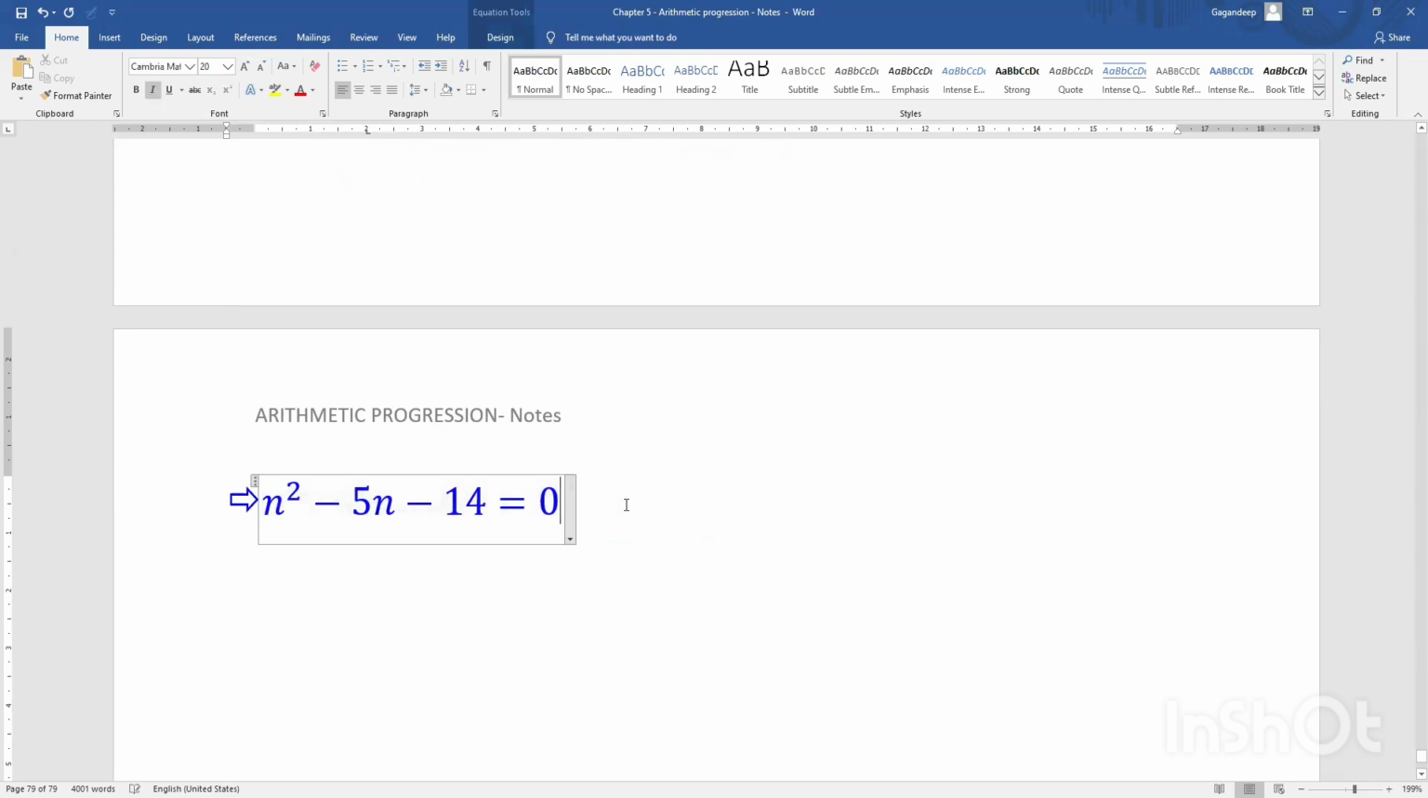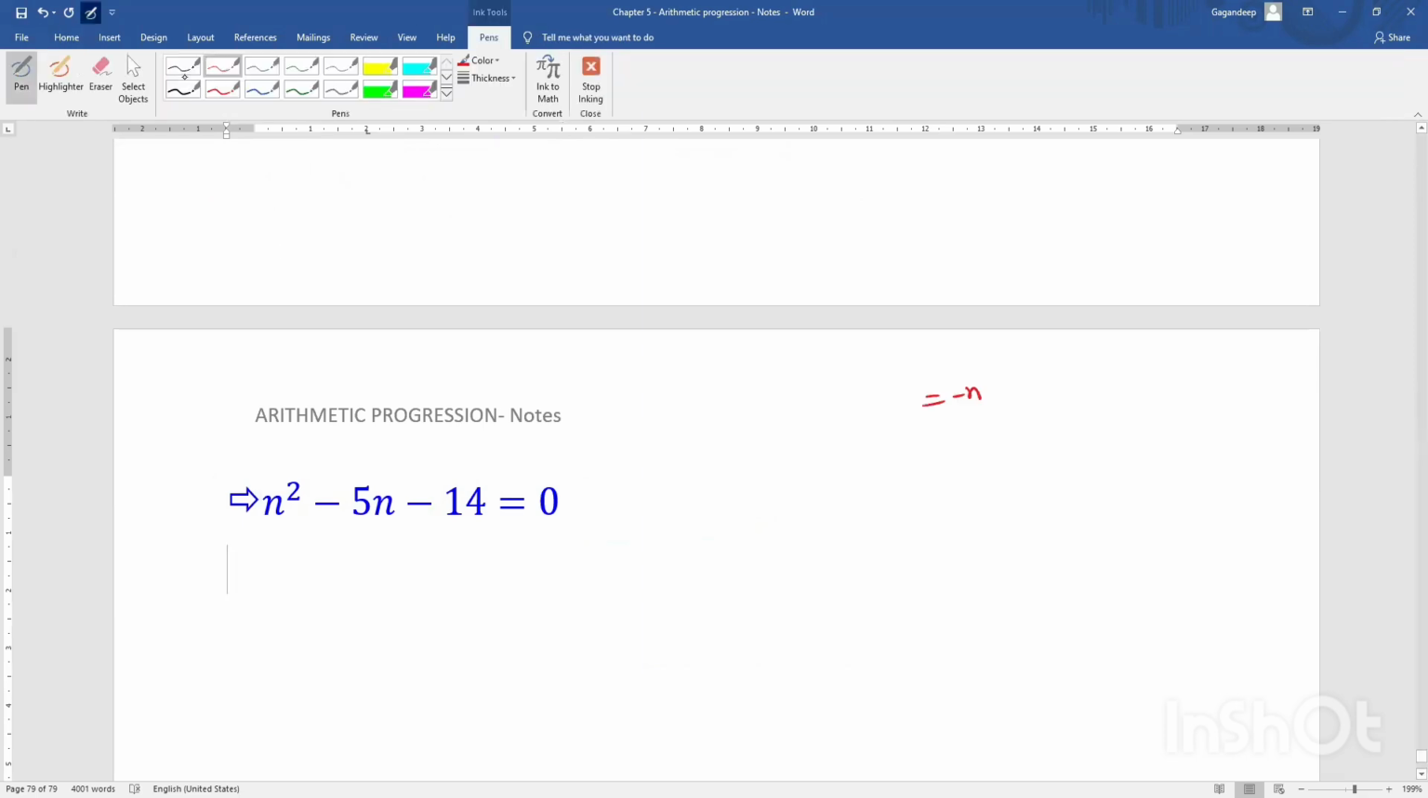Now we're going to factorize it. I'm going to multiply n square and 14. Then we get 14 n square minus 14 n square. Minus indicates subtraction. That means I must choose a factor such that upon subtraction only you get the middle term. So 7 twos are 14. Put n and n here. Minus 7n plus 2n.